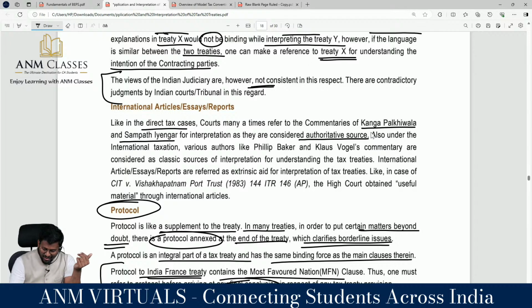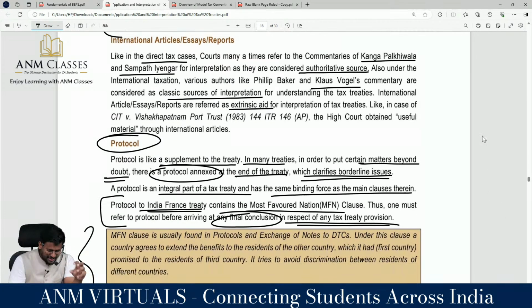Also under international taxation, various authors like Philip Baker and Klaus Vogel's commentary are considered classic sources of interpretation for understanding the tax treaty. So international articles, essays and reports are referred to as aids for interpretation of tax treaties. Like in the case of CIT v. Visakhapatnam Port Trust, the High Court obtained useful material through an article.